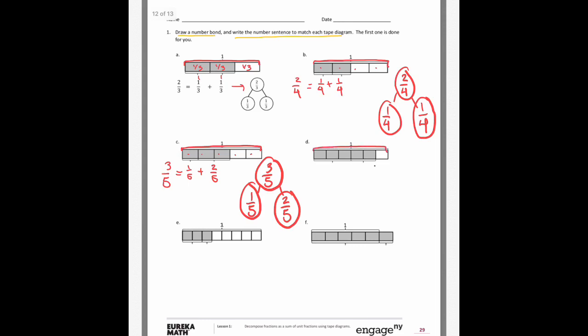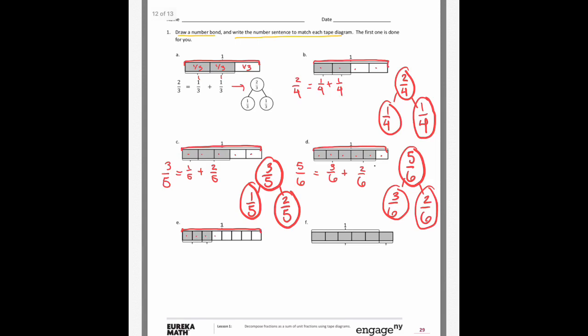Here on D, the whole is broken into 1, 2, 3, 4, 5, 6 parts. And you can see that the brackets are a little bit different. Here they have 3 of them grouped together. Here they have 2 sixths grouped together. So when I add 3 plus 2, I get 5 sixths. 5 sixths broken down into 3 sixths and 2 sixths. Notice that when I add them, the denominator does not change, only the numerator, because I'm adding the parts.